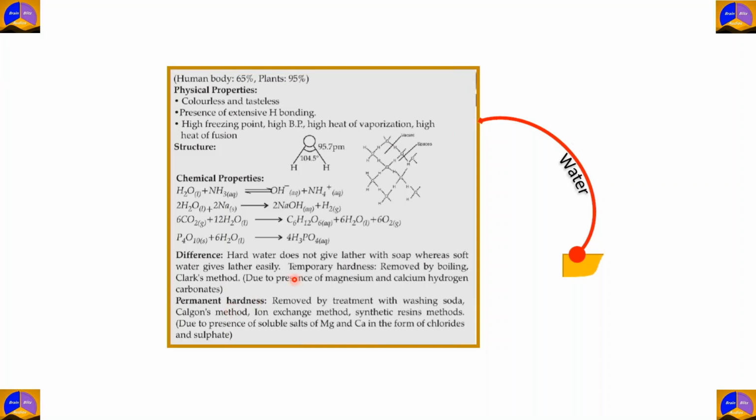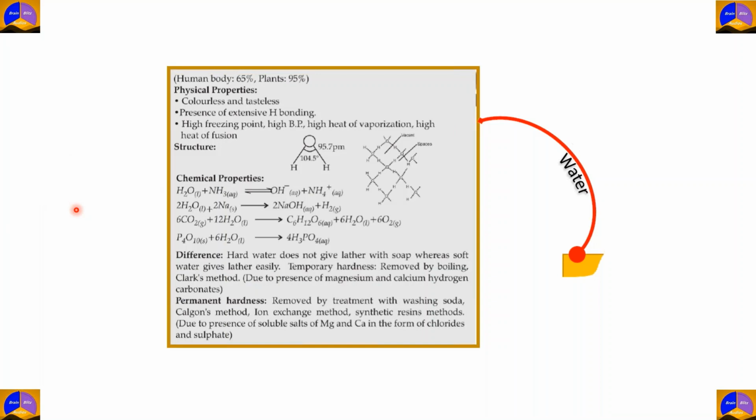The first is by boiling temporarily hard water. Now, a reaction here states that magnesium hydrogen carbonate, while heating, gives you magnesium hydroxide and carbon dioxide. Now, this erases the temporary hardness of water. This is the boiling method of removing temporary hardness.